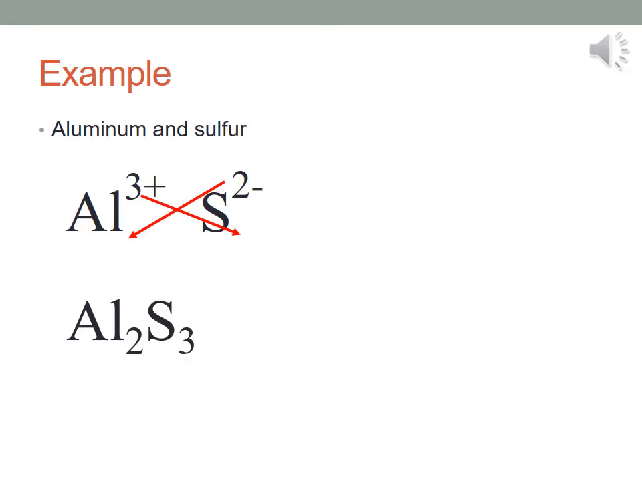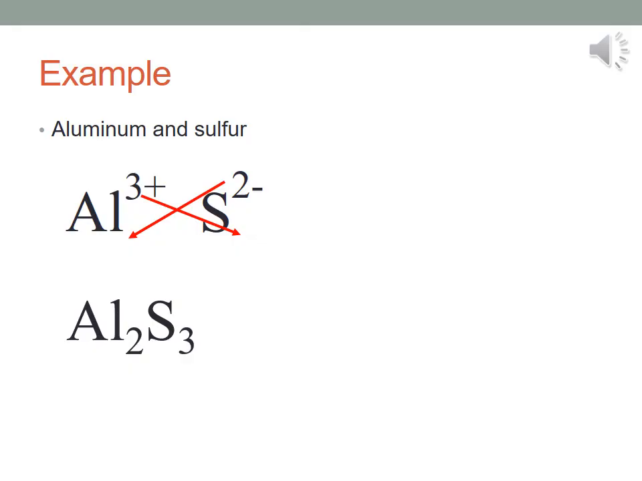Next, we want to find the charge of those elements from their column on the periodic table. So we labeled that up at the top. Aluminum has a 3+ charge, and sulfur has a 2- charge.